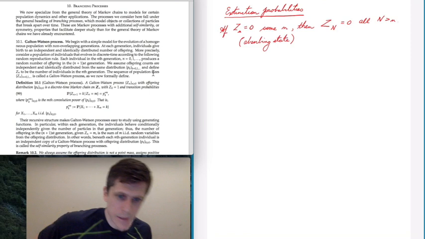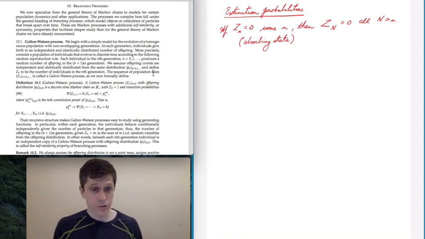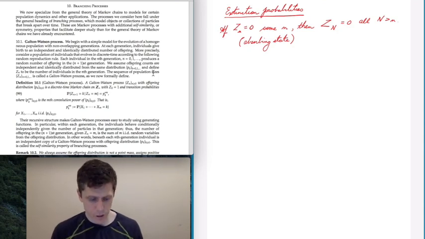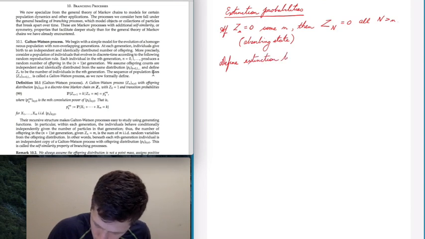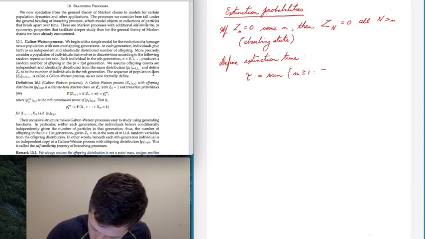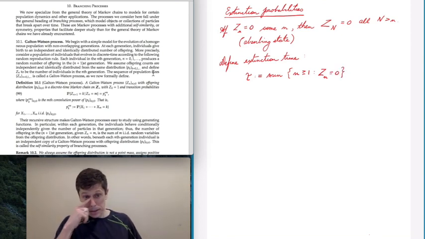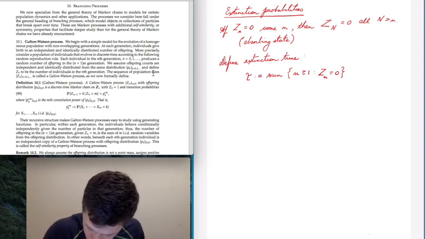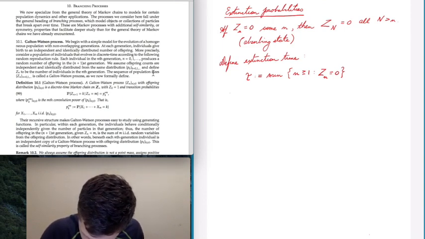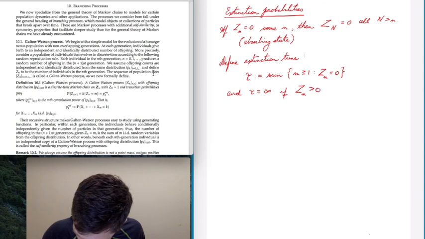Okay. Another thing to realize, and this will come up later, is that what we're interested in is the probability of extinction. So let's define the extinction time tau to be the first generation n at which there are zero offspring. This is the extinction time, which we define to be infinite if Zn is strictly positive for all values.